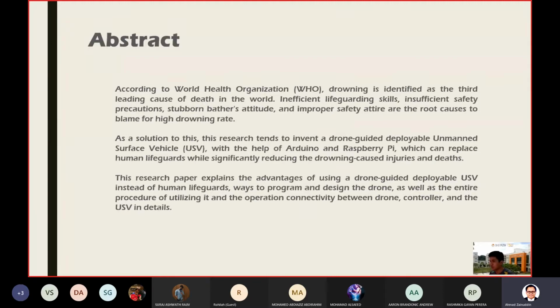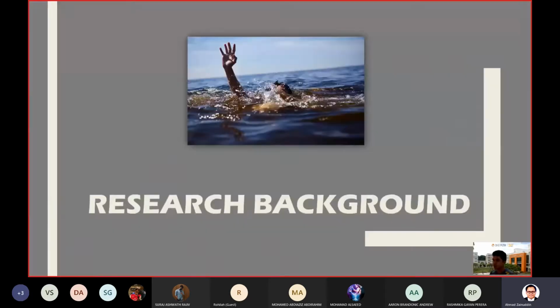So, in order to overcome those kinds of situations that put people into fatal conditions, I have come up with a solution to design a drone-guided USV, unmanned surface vehicle, with the help of Arduino and Raspberry Pi, which can replace human lifeguards while significantly reducing drowning-caused injuries and deaths.